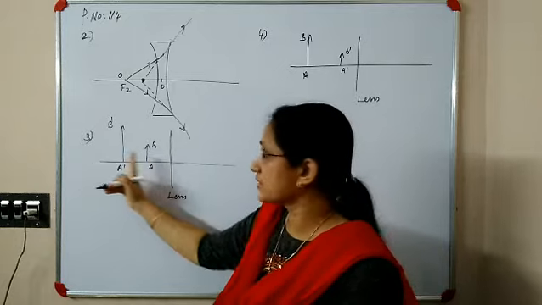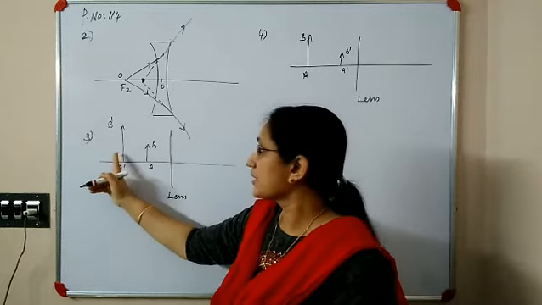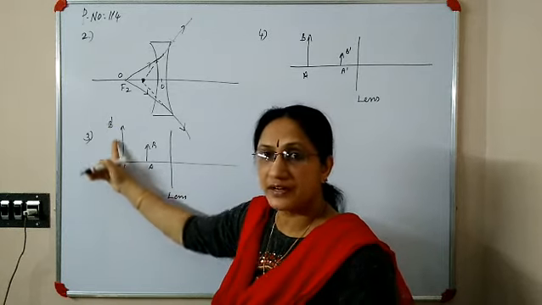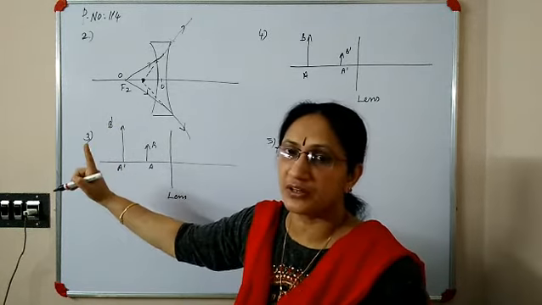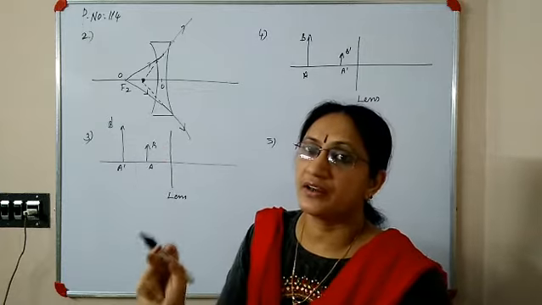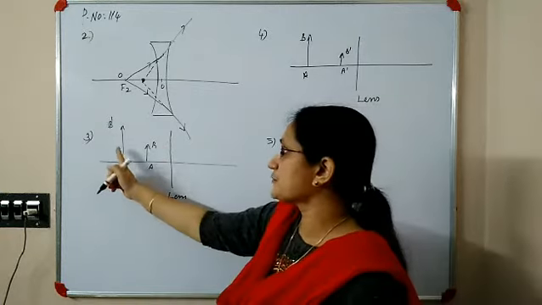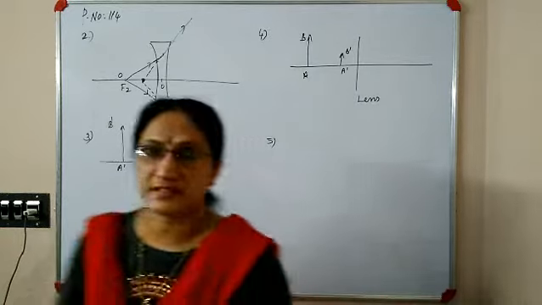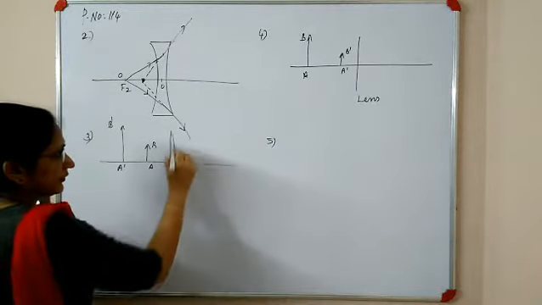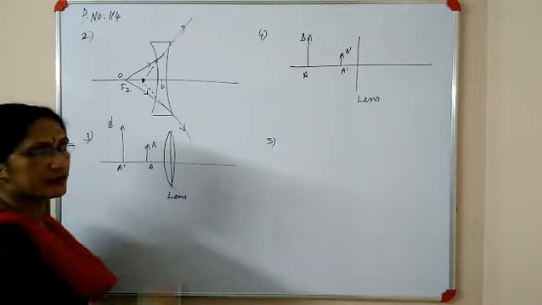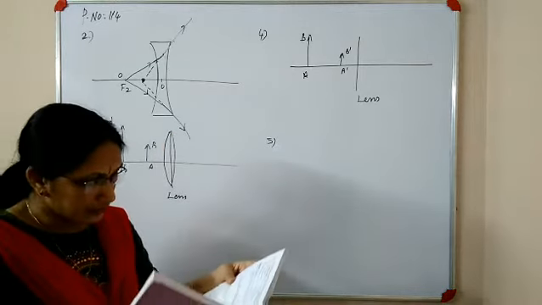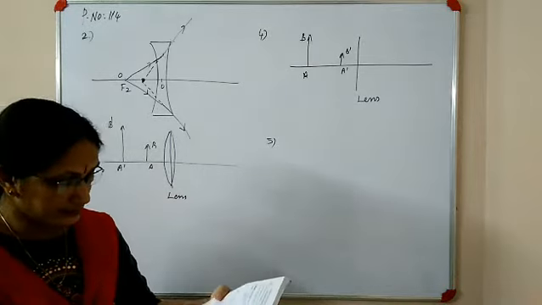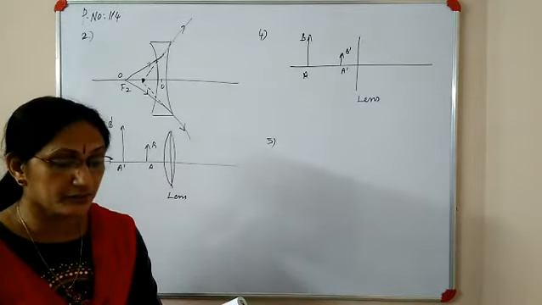Size of the object and size of the image, you look at. This image is a magnified image and it is erect. Erect means it is virtual. So a virtual, erect, magnified image is formed here. You know it is possible only for a convex lens. So the lens is a convex lens, you can confirm. Then what is the location of the image?